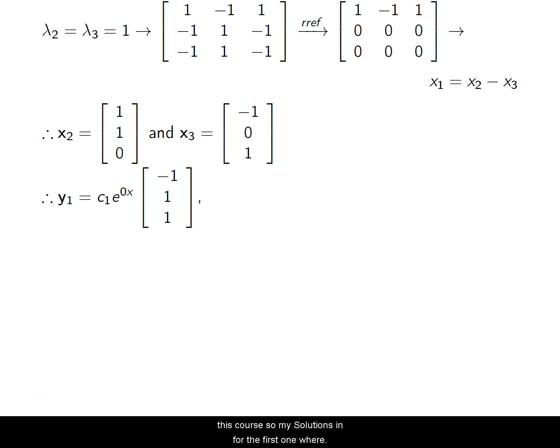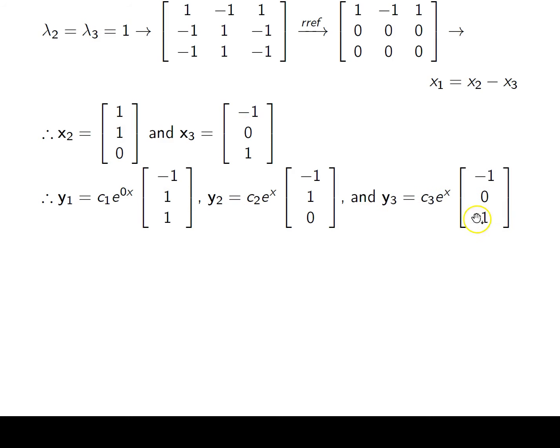So my solutions then, for the first one, where my first eigenvalue is 0, this is what my solution looks like. For these two, where I have multiplicity 1, okay, these are what my eigenvectors look like. These are what my solutions look like. Okay.